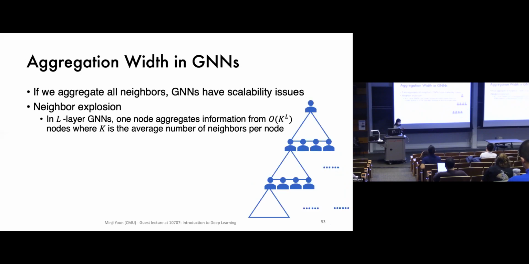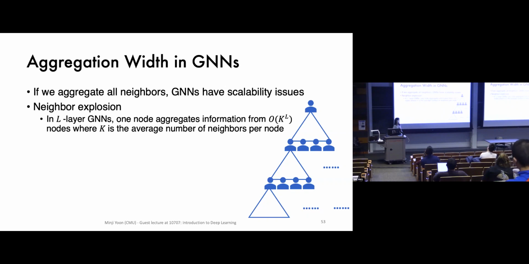We can first think, why don't we just aggregate all neighbors? Maybe at least one neighbor will be helpful for me. But in a real-world graph, you cannot do that because we're going to have the neighbor explosion problem. As you can guess from the structure of the computation graph, the computation graph grows exponentially.